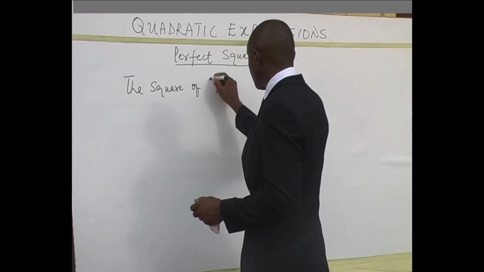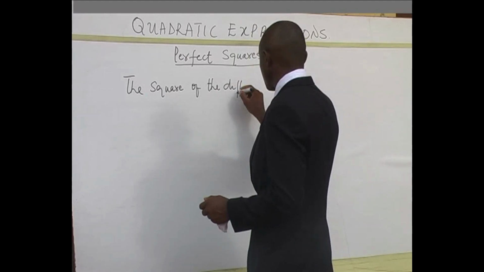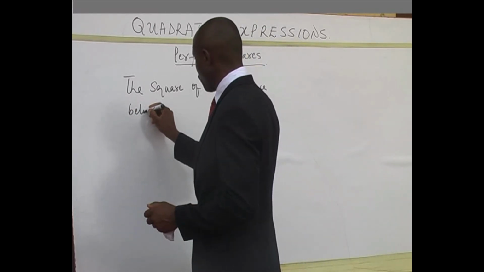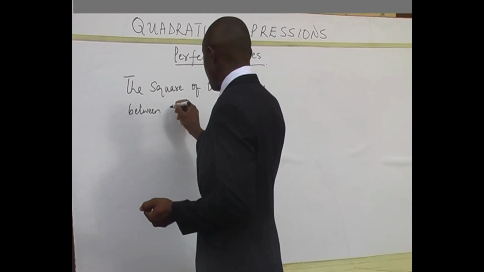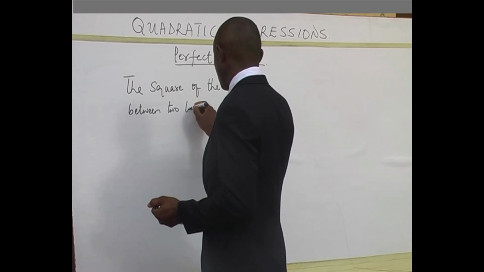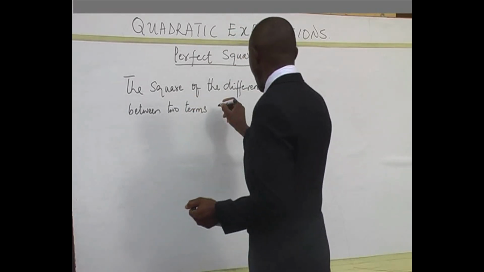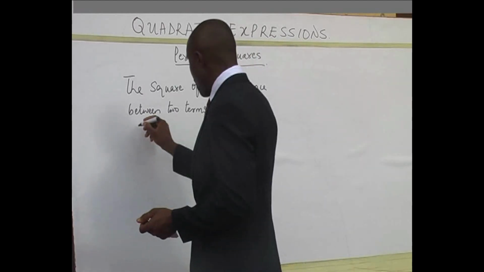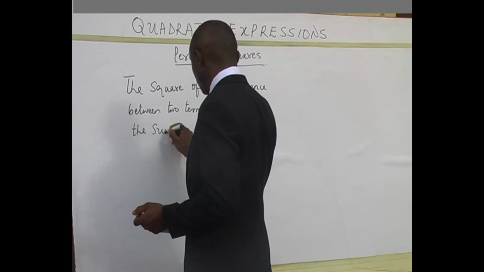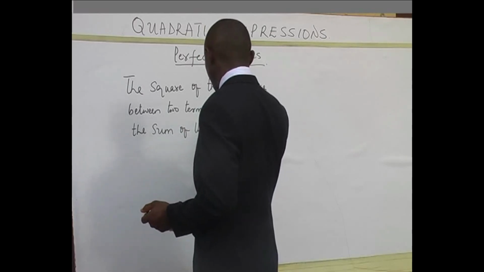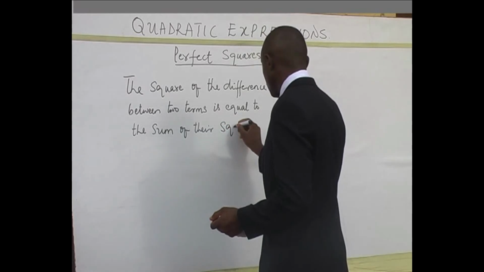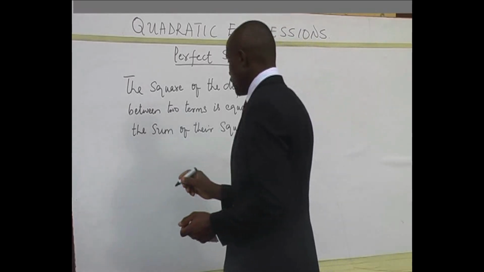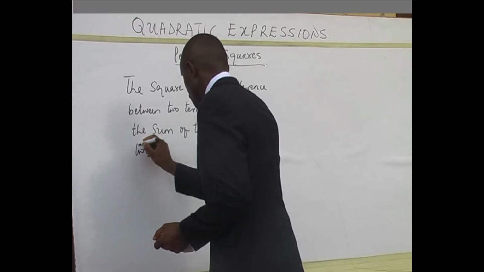What I explained is simply that the square of the difference between two terms is always equal to the sum of their squares, now minus twice their product.